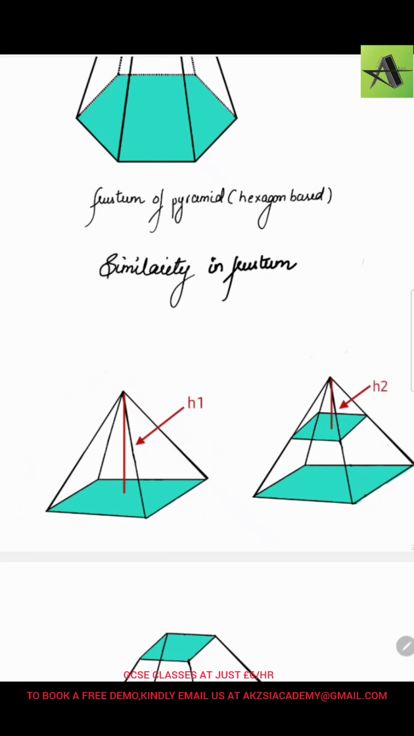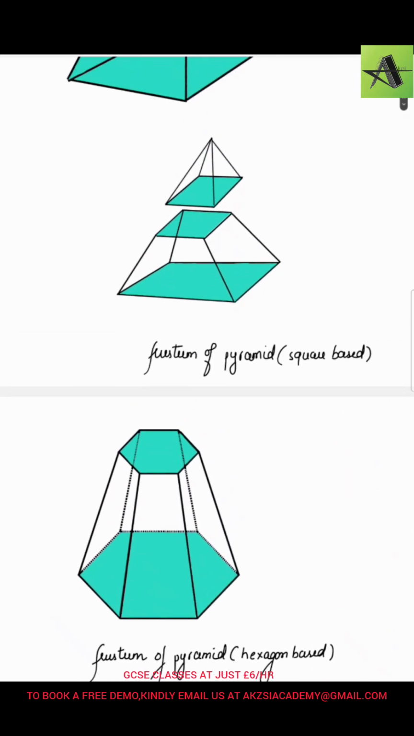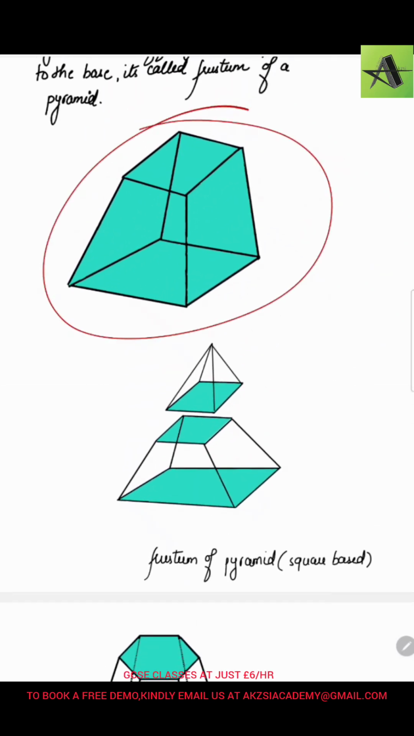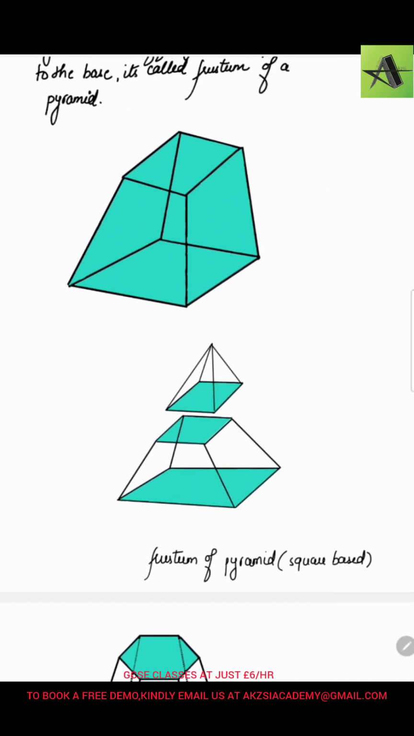When you cut off the upper part along any surface which is parallel to the base, it has to be parallel, right? This base and this base should be parallel. Then when you chop off this part, the remaining will look like this, and this is called a frustum of a pyramid.